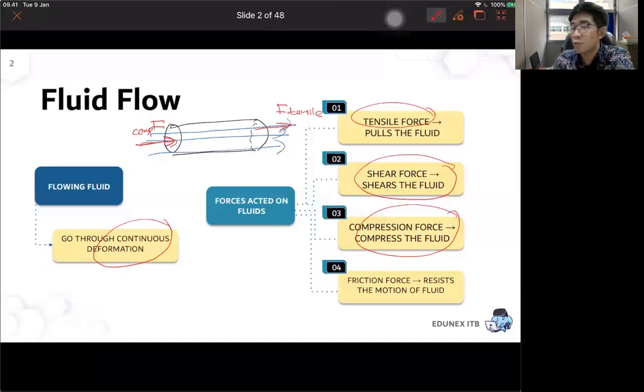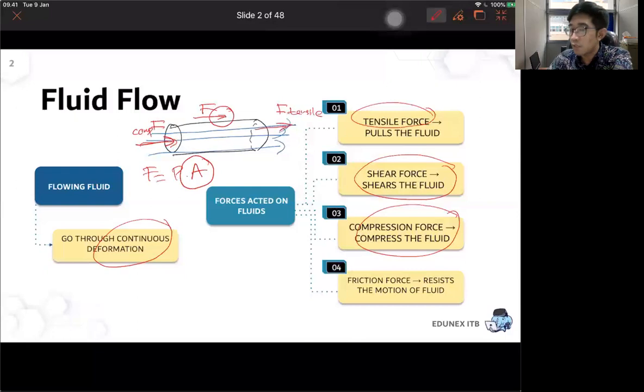How about the shear force? Shear force here. So it shears, menggeser, it shears the fluid. The direction of the force is also the same. The difference is how to calculate the value. How to calculate the value, you must see, because force will be this one, right? The difference is in calculating the area.